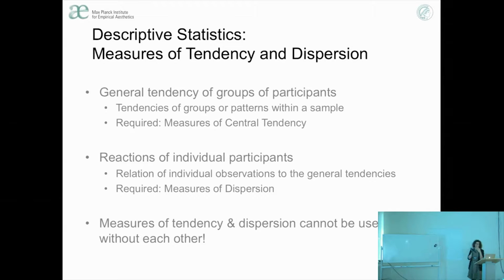For that, you need, on the one hand, measures of central tendency. On the other hand, you need measures of dispersion. And these two always go together. You can't say something useful about the one without the other, and vice versa. They complement each other, and together they give a more comprehensive view of your data.